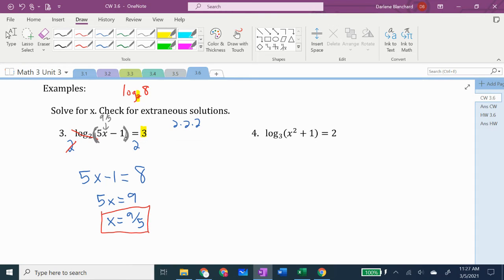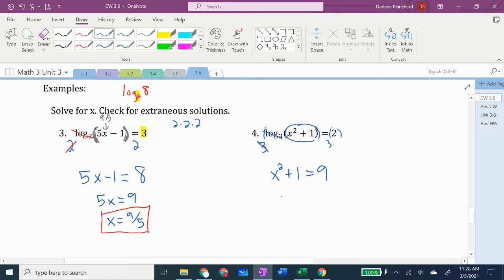For number 4, you are going to again start off with the opposite operation of log base 3, which is 3 to the power of. 3 to the power of both sides. The 3 to the power of log base 3 are back-to-back opposite operations that cancel themselves out. X squared plus 1, what was originally inside the logarithm, is now all that you have on the left side of the equation. On the right side, you have 3 squared, which is 9. And now you need to finish solving.